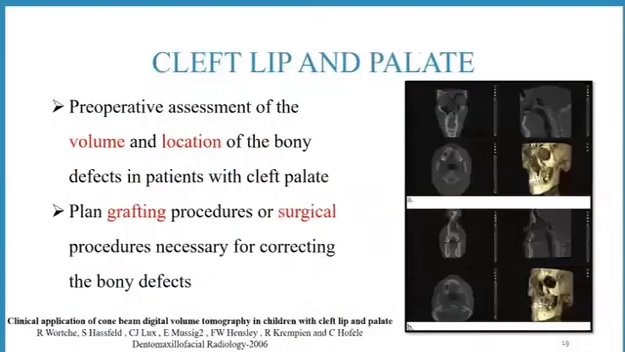Cleft lip and palate. Preoperative assessment of the volume and location of the bony defects in patients with cleft palate. Planning grafting procedures or surgical procedures necessary for correcting the bony defects. These two are considered the most important means by which CBCT helps us in diagnosing and treating cleft lip and palate patients.